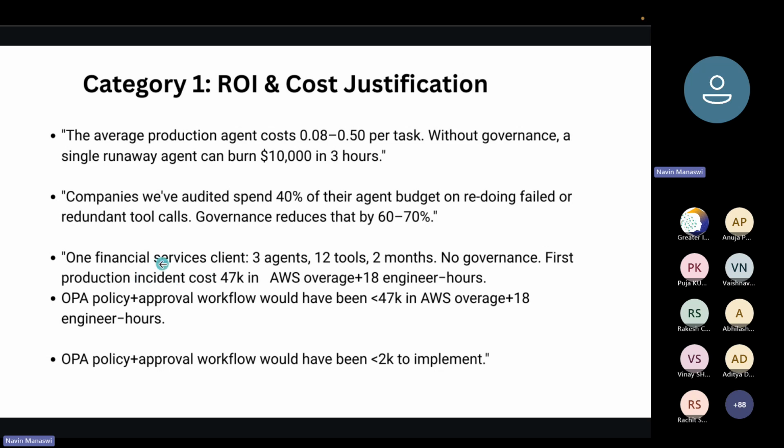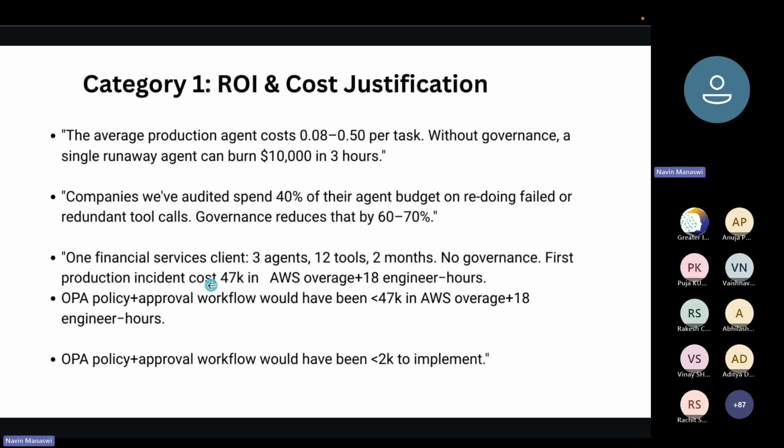One financial services example: you are handling a loan service. In a loan service you can have multiple agents, say three agents, and many MCP tools, tools to access the database, tools to fetch from the system, and so on. If there is no governance at all, the first production incident, the first accident in your loan cases, can go up to 47K, 50K in one go. For example, you are approving a loan, and one agent approves the loan. In some scenario there is a wrong person, and the agent somehow overlooks it and just approves the loan.